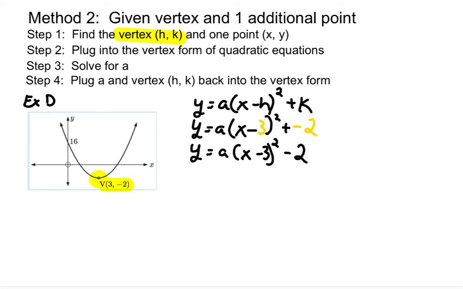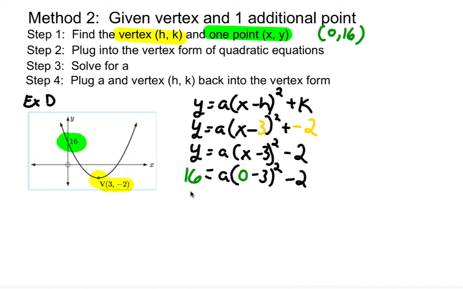So next step is we need to plug in that one additional point. So let's find another point, which happens to be the y-intercept here, 16. So that point is the point (0, 16). So in place of y, I'm going to replace y with 16. And then I'm going to replace x with 0. And then I'm going to solve this equation for a, which is my step 3. So that gives us 16 is equal to a times -3 squared minus 2. So -3 squared is 9, so that's 9a.